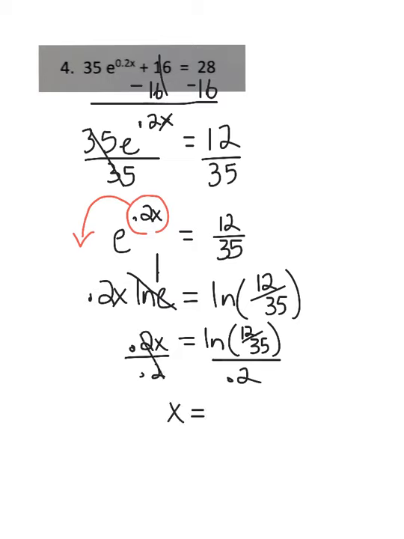Alpha y equals, go for it, pause me, get an answer. Remember the ln button is down the left-hand side of your calculator to the left of the number 4. And I have negative 5.3522. They want this to the nearest tenth, so that's going to be negative 5.4.